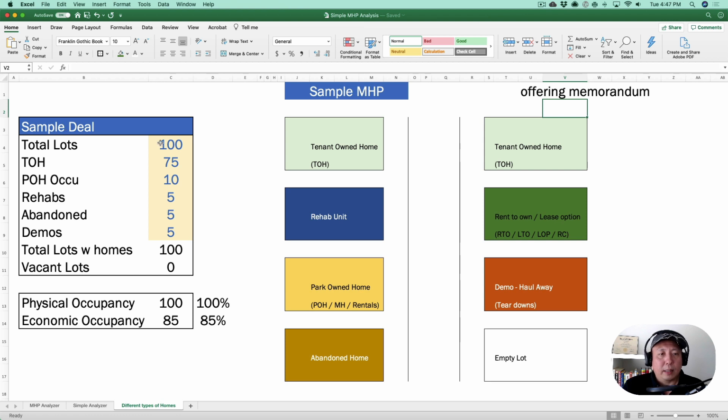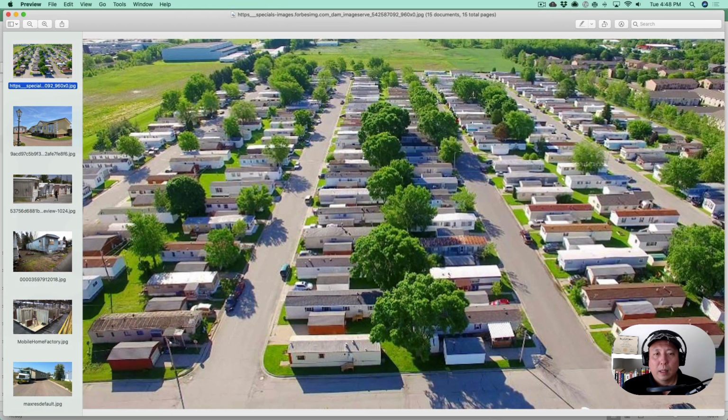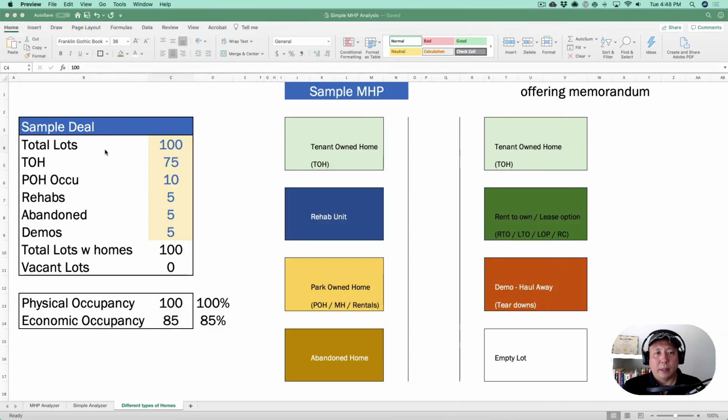In this sample deal here, there are a total of 100 lots. A lot is where each one of these housing units is put. That's considered one lot. So if it's 100 lots, it would be essentially 100 of these housing units. Some of the lots may be empty, but they'd still count toward the total lot count. So the total lot count is 100 total lots. In it, there are 75 tenant-owned homes.